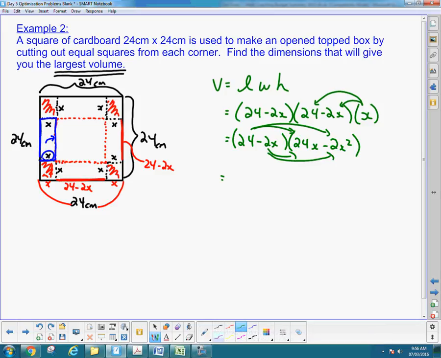So let's do that. So 24 times 24 is 576x minus 48x squared. And then the last rainbow here, multiplying by negative 2 is negative 48x squared. And the last one is plus 4x cubed. And just collect like terms gives me 96x squared plus 4x cubed. That's my formula for volume.